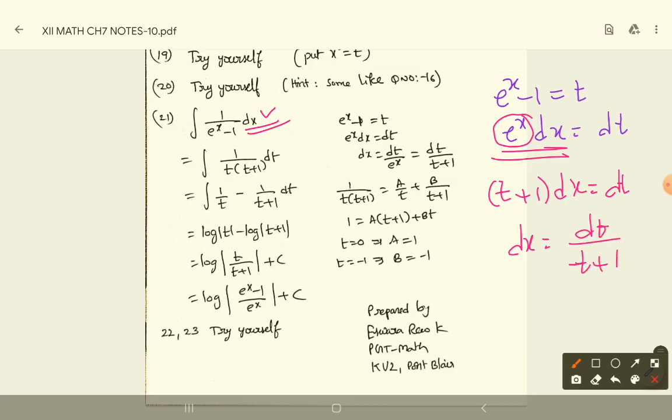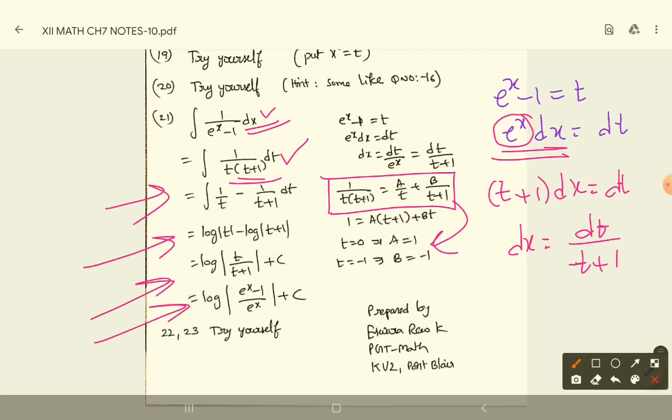As t is a variable, t plus 1 must be written inside the integration only. So it is 1 by t into t plus 1 into dt. So everything can be converted into t. After that you can go for partial fraction decomposition of type 1. Then you get the a and b values, and integration will be easy for you. 22 and 23, try yourself. The 22nd one is partial fraction decomposition of type 1, and the 23rd one is a special integral of type 20, as in question number 20.